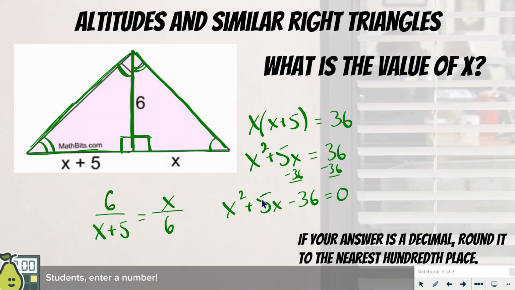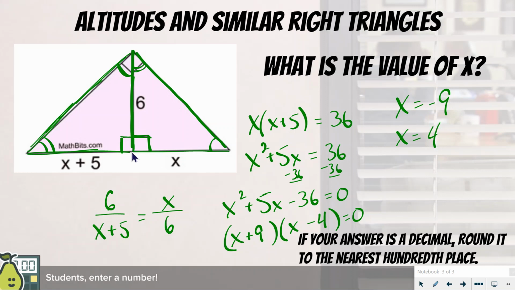And I could use the quadratic formula. I could really graph it and look at the solutions, or I could just factor this. If I want to multiply to be negative 36 and add up to get positive 5, I'm going to multiply a positive 9 and a negative 4. So those are my two factors, which means my two solutions are really the opposite signs there, negative 9 and a positive 4. Since we're talking about a length here, we can't be dealing with a negative number, so it has to be that positive 4 here.